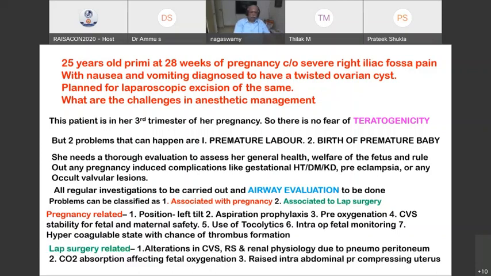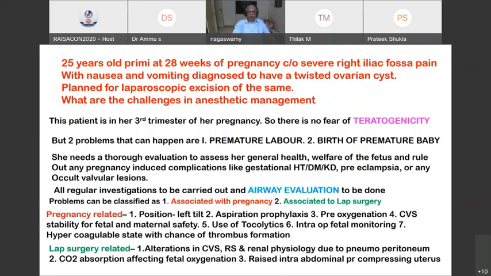Now the other problem is the lap surgery related. So there will be alteration in CVS, RS, and renal physiology due to pneumoperitoneum or carboperitoneum that you are going to create, and carbon dioxide absorption affecting fetal oxygenation. So you have to keep that in mind and adjust the flow and pressures. And raised abdominal pressure can compress the uterus. So again, that pressure also has to be monitored carefully.